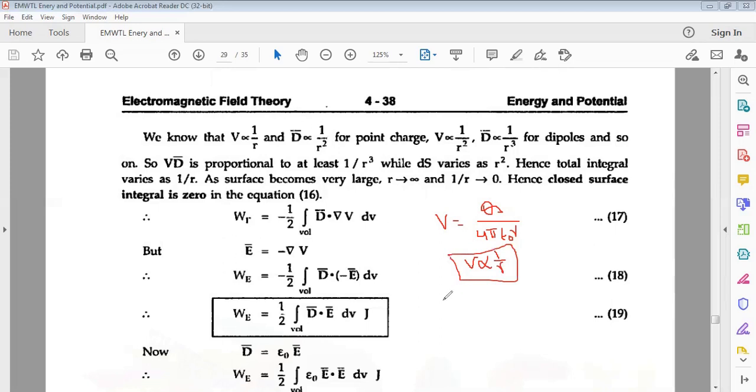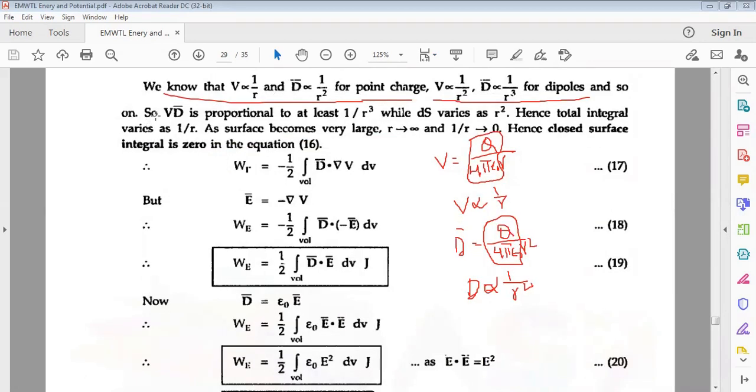And similarly, the electric flux density D bar is equal to Q by 4 pi R square into R bar. It is also proportional to, if it is a constant, D bar is proportional to 1 by R square, for a point charge.